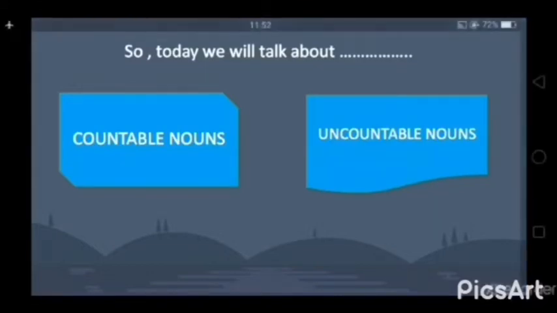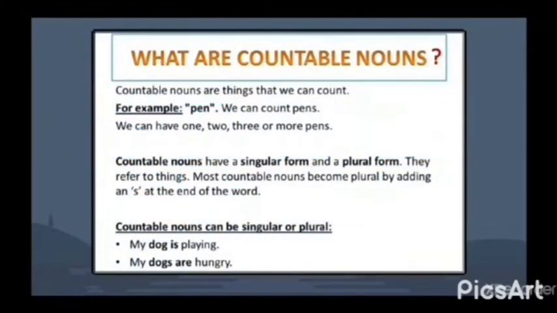Okay, so first of all we'll start with countable nouns. What are countable nouns? Countable nouns are the things we can count. Anything which you can count, that is a countable noun. For example, pen. We can count pens. We can have 1, 2, 3 or more pens. So anything which you can count is a countable noun.